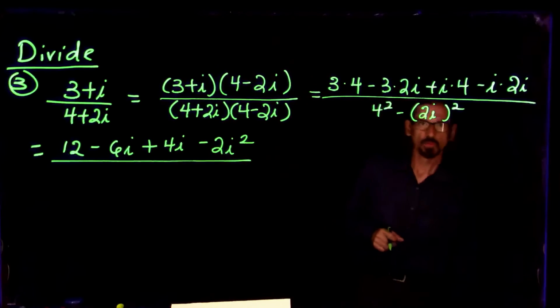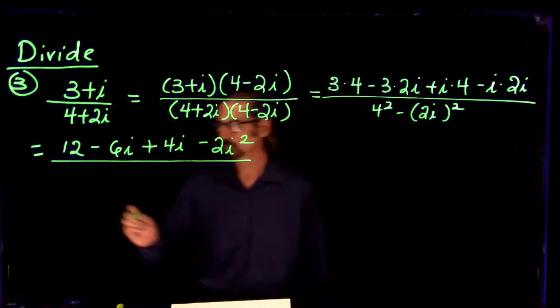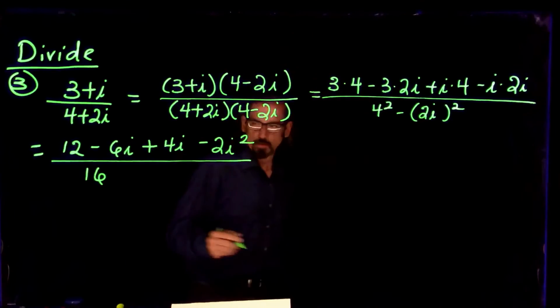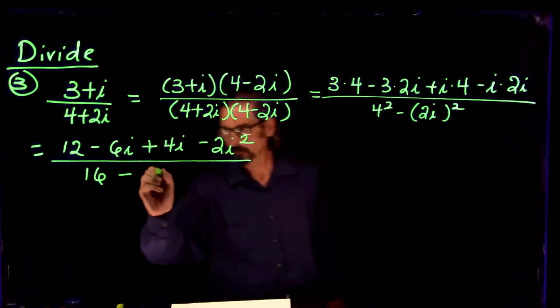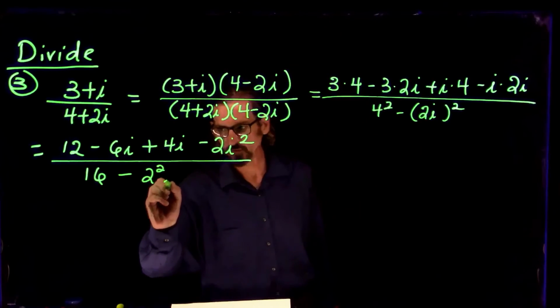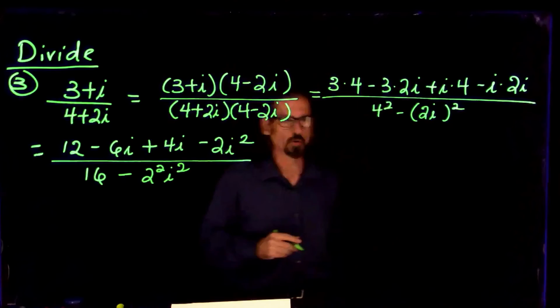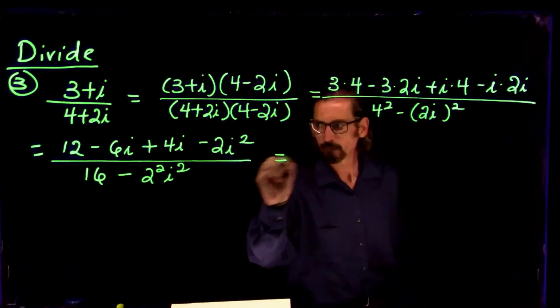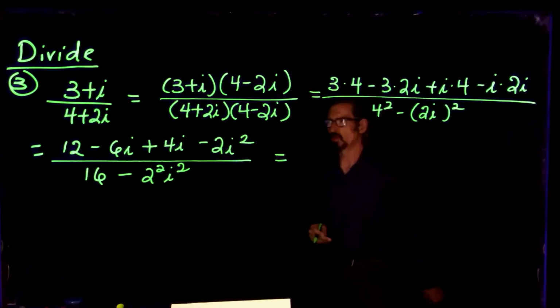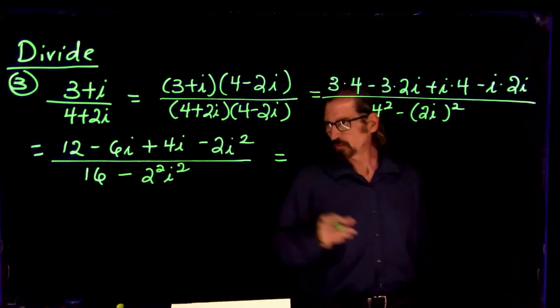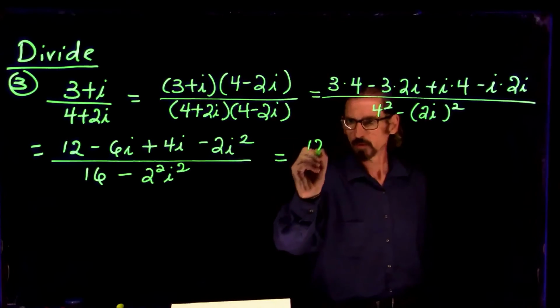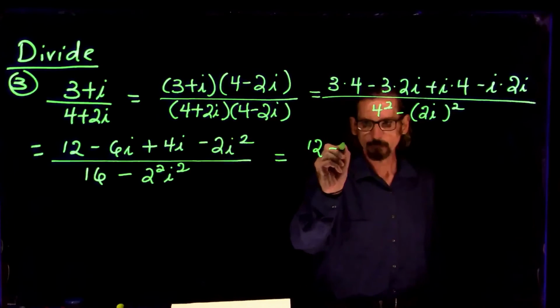In the denominator, 4 squared is 16, minus, I'm going to distribute the squaring to both factors, the 2 and the i, both getting squared. More simplification on that momentarily. Minus 6i plus 4i minus 2i.